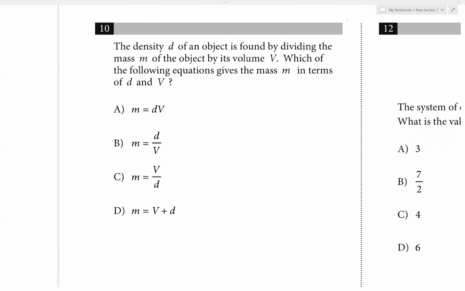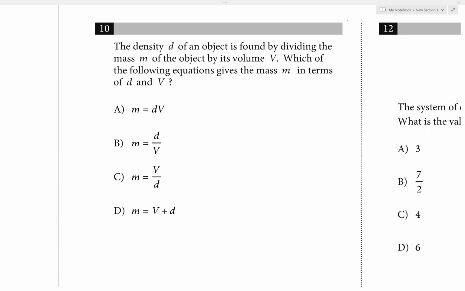All right, number 10. The density D of an object is found by dividing the mass m of the object by its volume v. Which of the following equations gives the mass m in terms of d and v? Okay, so what they told us is, to find the density, you have to divide m by v. Based on that, we can come up with this formula.